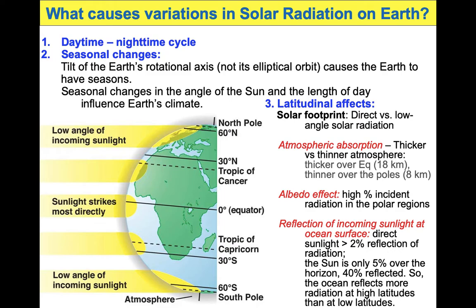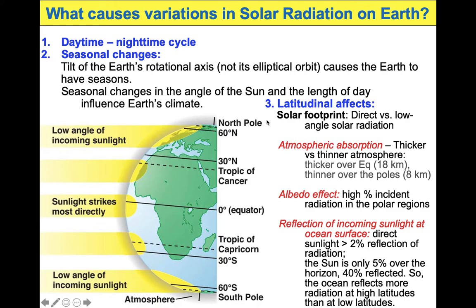So what causes these kinds of changes in solar radiation patterns on the Earth? There are three significant causes. You know the first one really well, the daytime-nighttime cycle. And then, of course, the seasonal changes. The Earth has a geoid shape, not a perfectly spherical globe. And the Earth is rotating around its tilt axis. And this rotation around the tilt axis basically causes the Earth to have seasons.